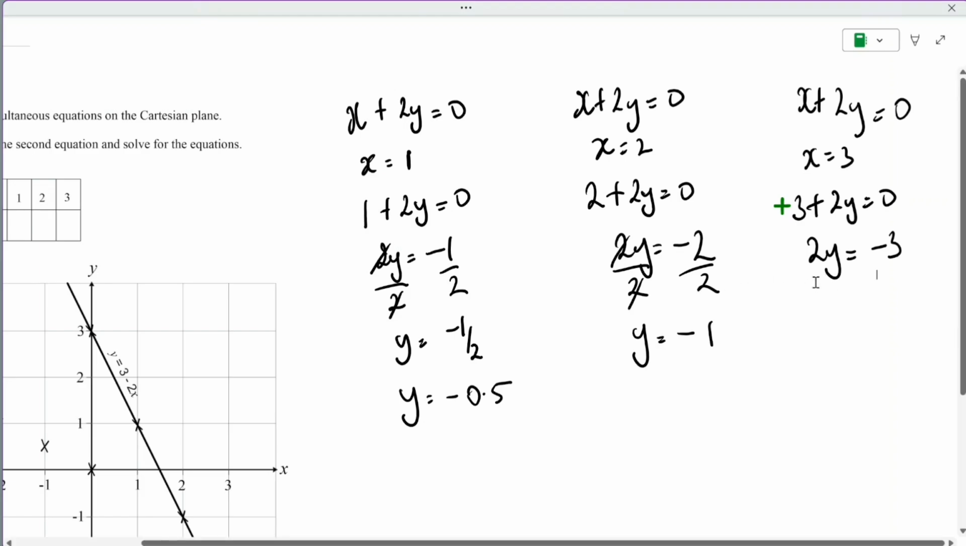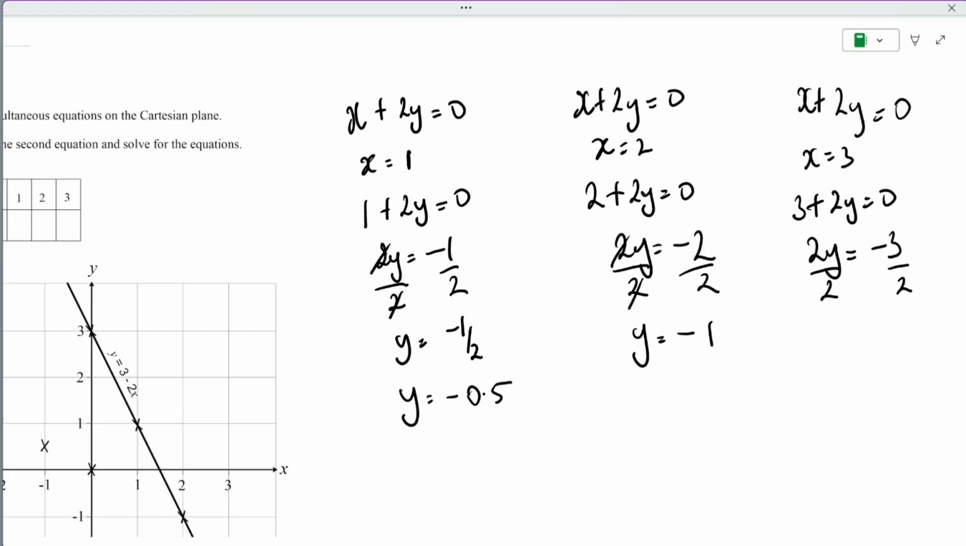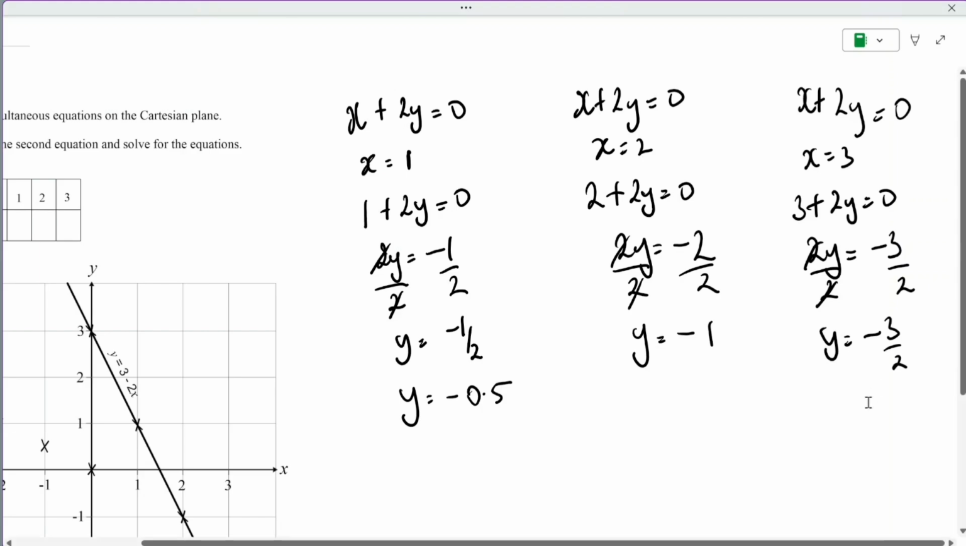We divide both sides by the coefficient of y, which is 2. Divided by 2, divided by 2. 2 cancels 2. y is minus 3 over 2. Minus 3 over 2, if you convert it from an improper fraction to a mixed number, we have y equals minus 1 whole number 1 over 2.